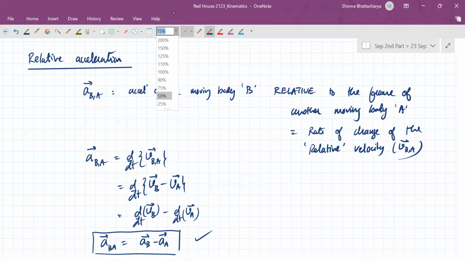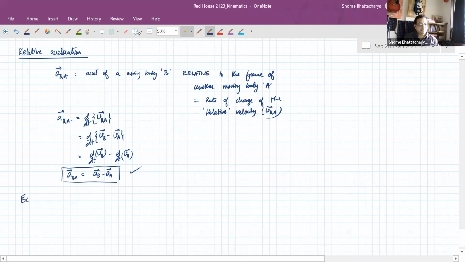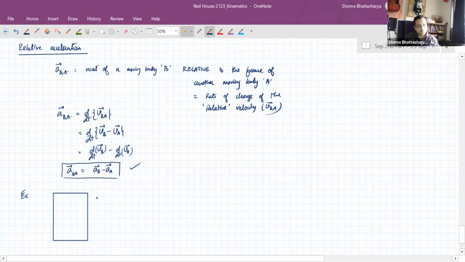Okay, people. Now through this, you can understand something like this: for example, if we are inside an elevator which is going up with some acceleration, let's say the acceleration of the elevator is 4 meters per second square. Okay. And acceleration due to gravity is 10 meters per second square.